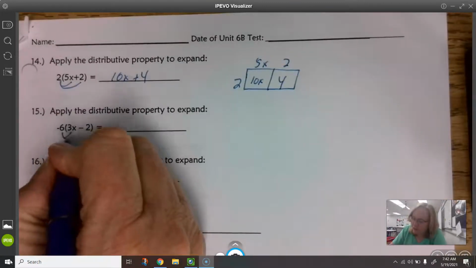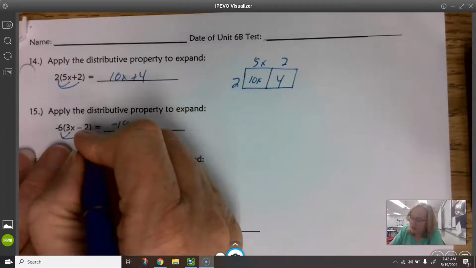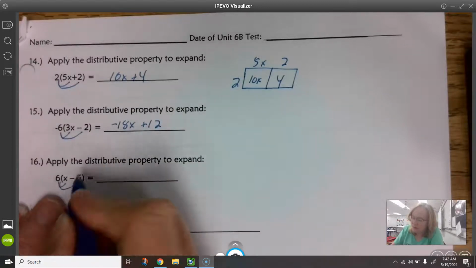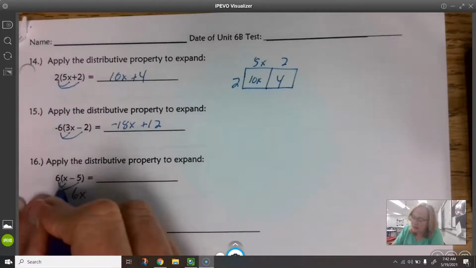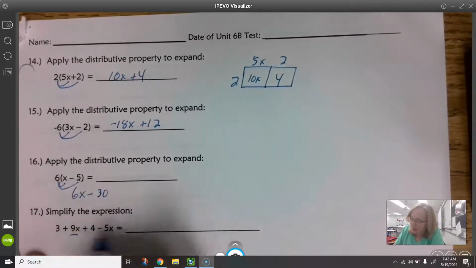So here we're going to go. We're going to distribute. We get -18x. -6 times -2 is a positive 12. Again, we're going to distribute. So we're going to get 6x. 6 times 5 is 30. I get to combine like terms.